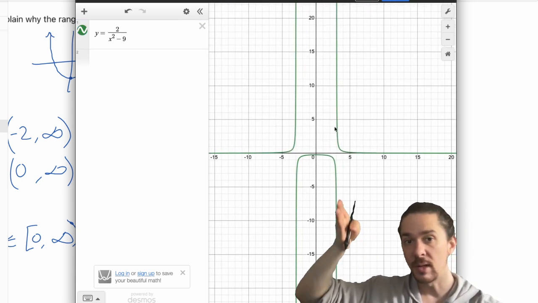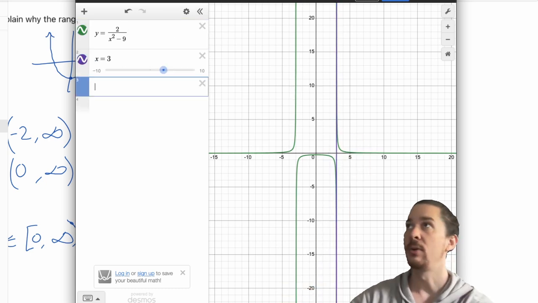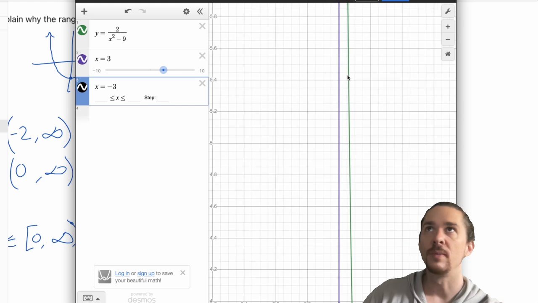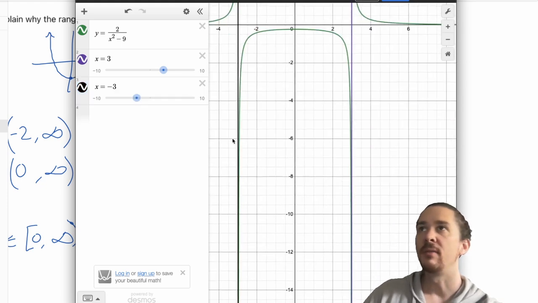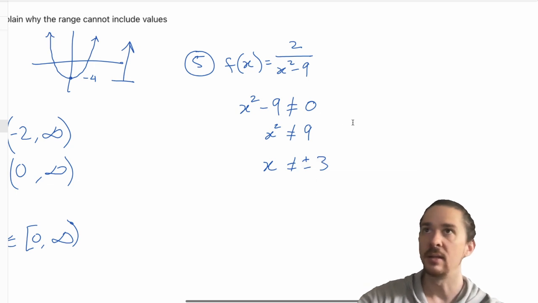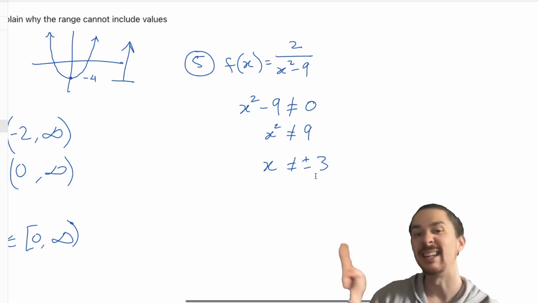We could draw in a vertical line here at x equals 3. Let me do that. And we could draw in another one at x equals -3. And the function will never touch these lines. If we zoom in, there's always going to be a gap. We will never be at these lines. And so this is why when we define the domain, we need a restriction to specify that x can never equal plus or minus 3.